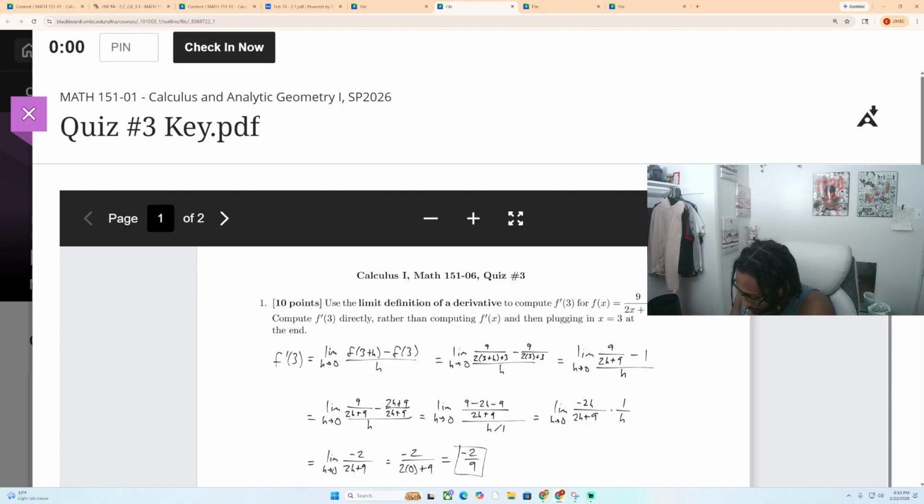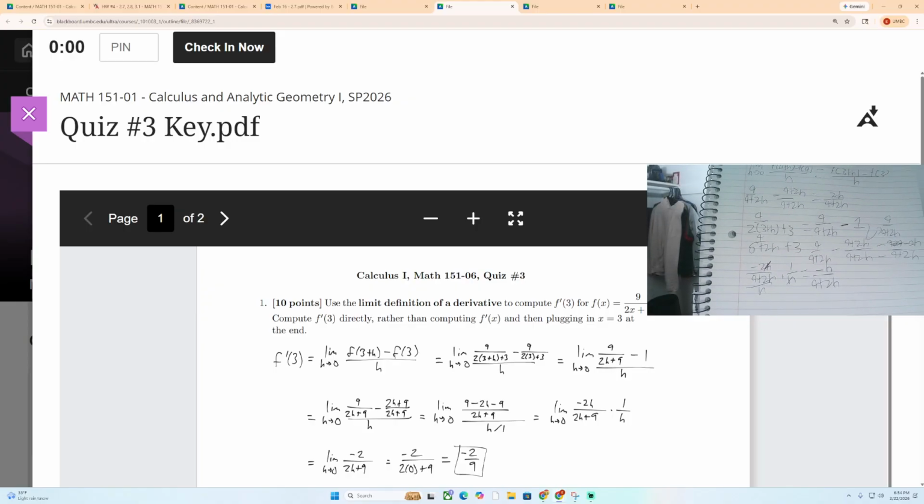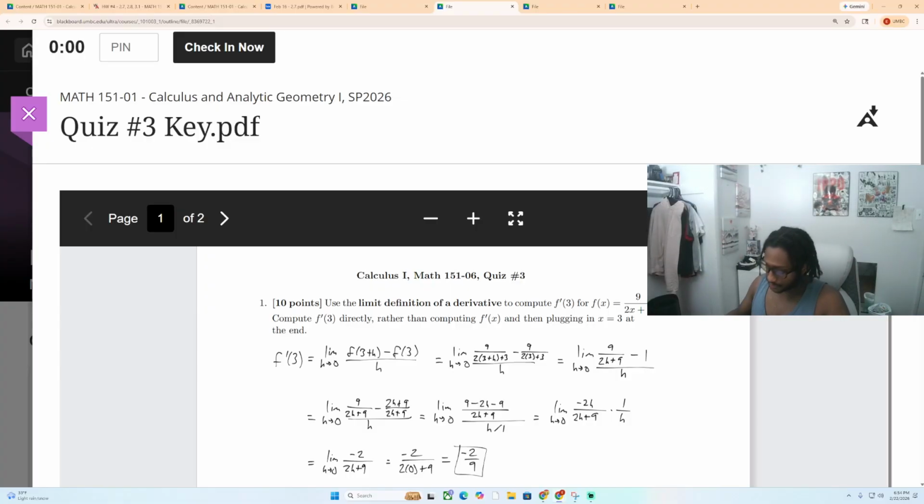Once you have this, this is where you divide by h. So we have negative 2h over 9 plus 2h, over h. You're just going to multiply by its reciprocal. If it's divided by h, what's the reciprocal of h? h is h over 1, so it's 1 over h. Once you multiply by the reciprocal, one of the h's is taken out. Right here, this is how I do it. Don't mind my handwriting.